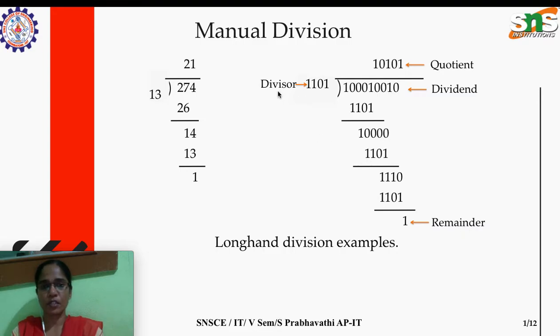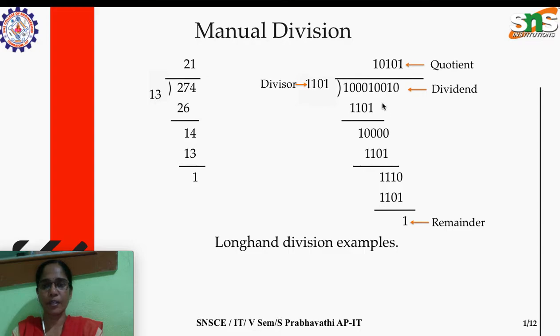Here in this example the divisor is 13. The binary representation of 13 is 1101, and what we normally do is take the first 4-bit number. Here it is 1001, which is less than 1101, is it not? So we move to take the 5-bit number, and we will be doing the repeated subtraction.